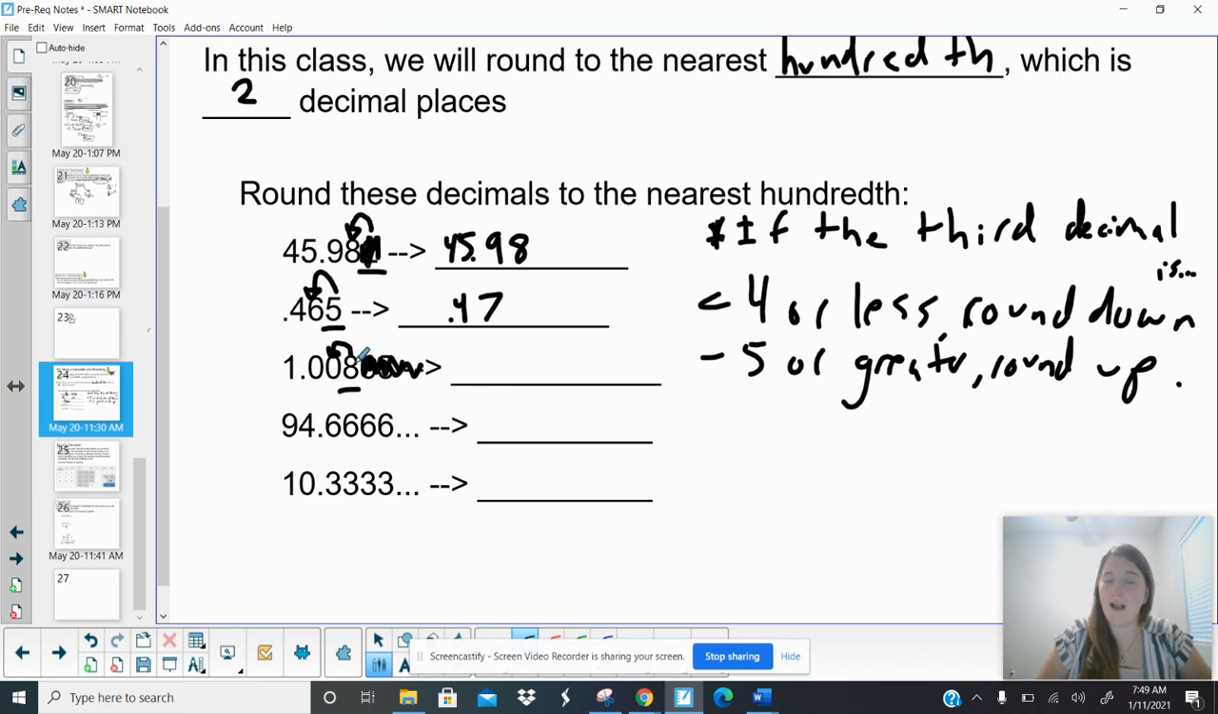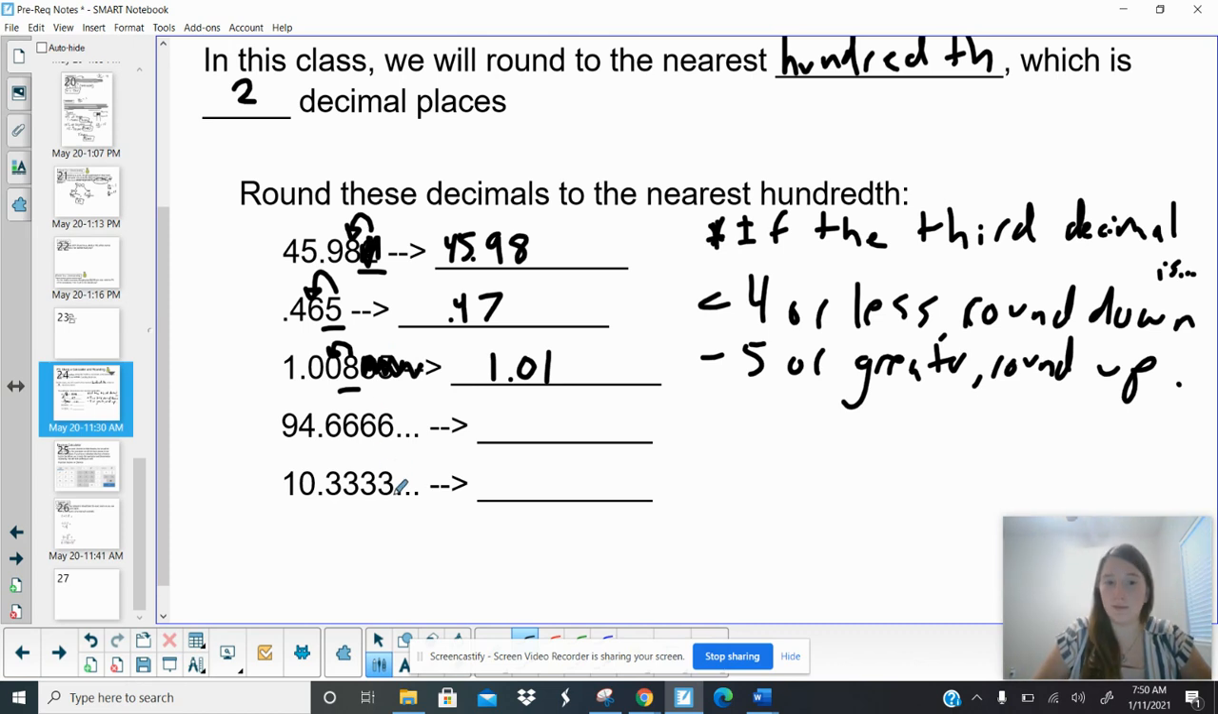Now, should I round up or round down here? This is going to be a rounding up because the 3rd decimal is 5 or greater. So if I'm going to round up, what would I round the 0 up to? That would go up to 1, right? So this is 1.01. This 8 tells me to round the 0 up to a 1, and therefore that would be my answer.